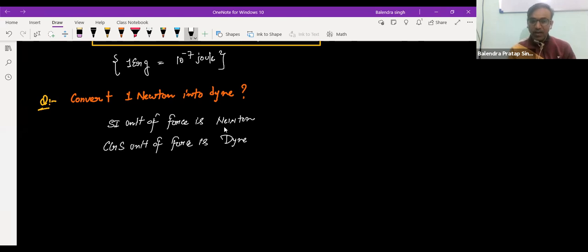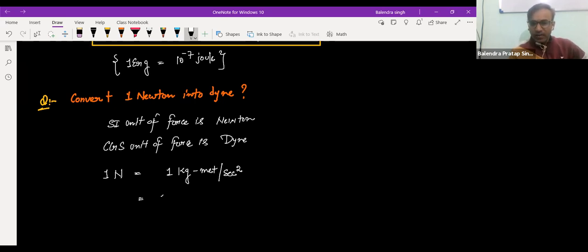So 1 Newton. How do you represent Newton? Newton is nothing but 1 kilogram meter per second square. So in this way you can define 1 Newton as kilogram meter per second square. Now you have to convert kilogram into gram, meter into centimeter, and you will get your desired result.